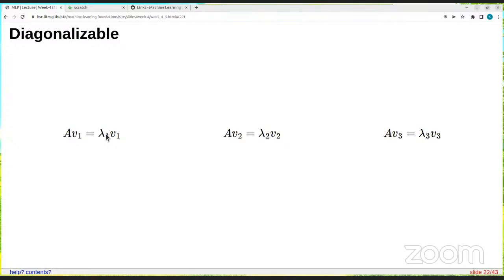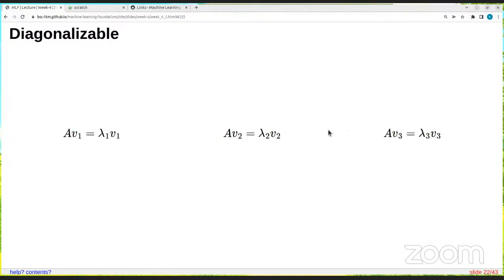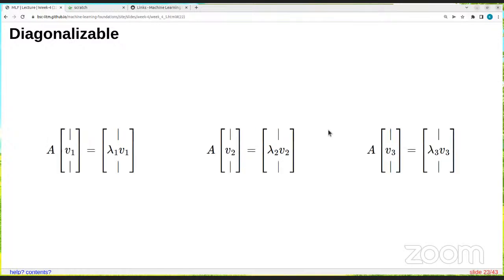Assume that you have some 3 by 3 matrix A that has 3 eigenvalues, lambda 1, lambda 2, lambda 3, and corresponding to that you have 3 eigenvectors v1, v2, v3. These 3 eigenvectors satisfy this condition: they form a basis for R3. So according to the definition, this is diagonalizable. We are exploring the so what part here. I'm just rewriting this in this form: A times v1.